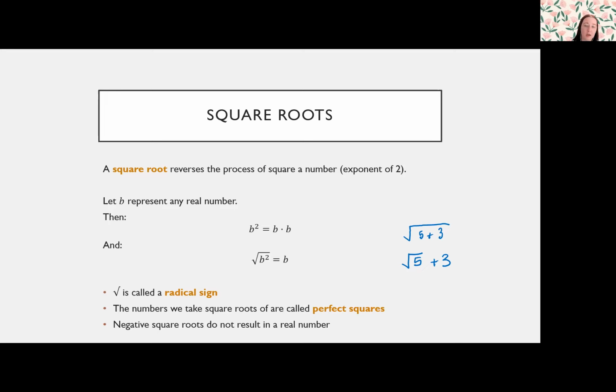That's because the square root is telling you what squared gives you this other thing. And if you square a negative, you always get a positive. So if you're taking the square root of a negative, there's nothing squared that gives you a negative. There's no real number that does that. So you cannot take a square root of a negative. Any negative number that you square is going to give you a positive and never gives you a negative.